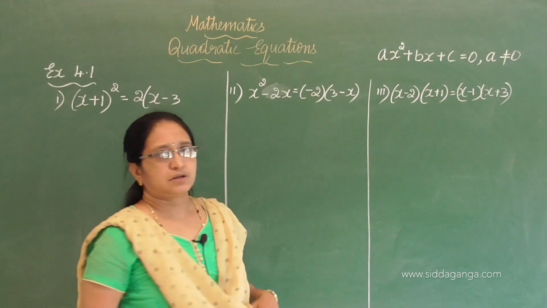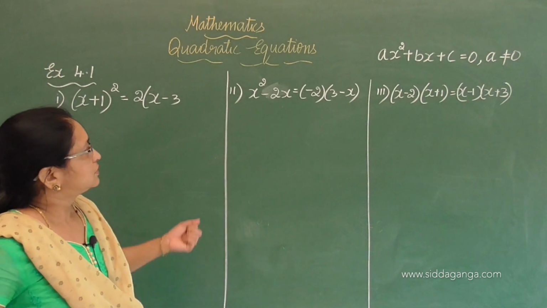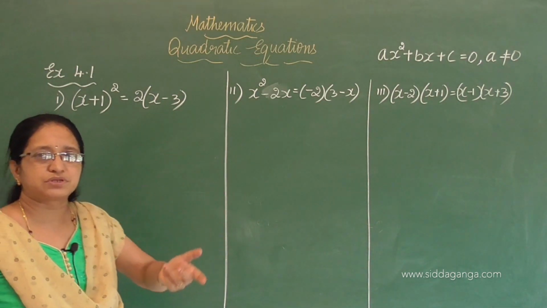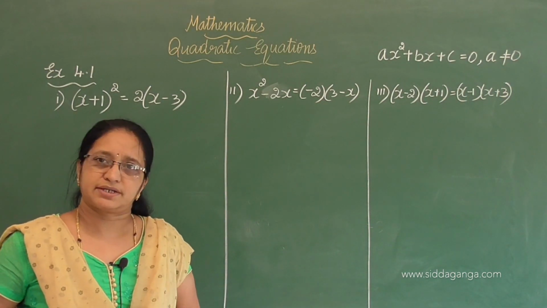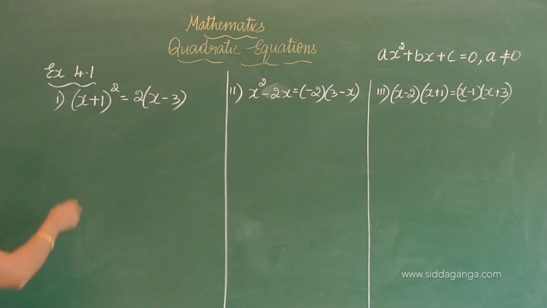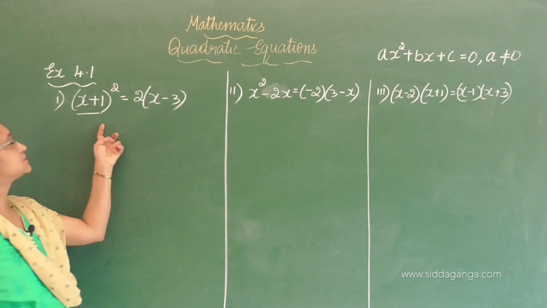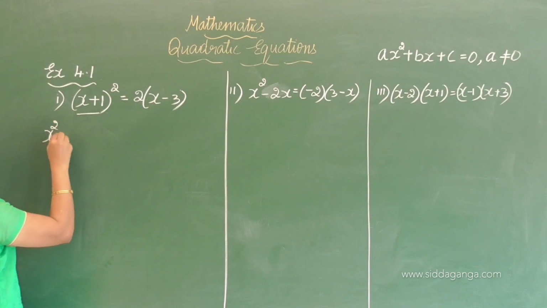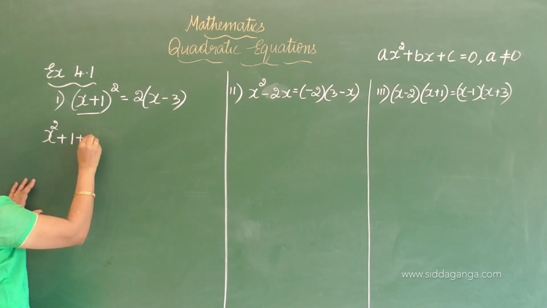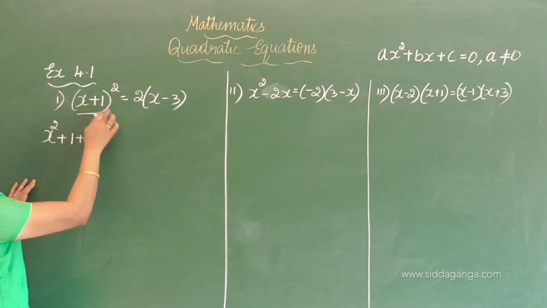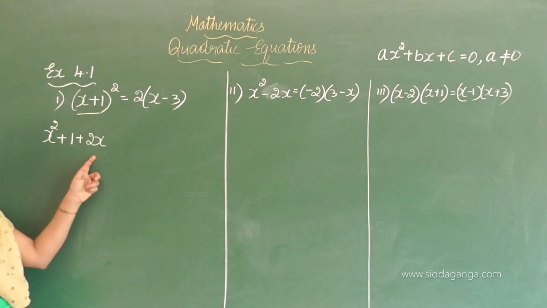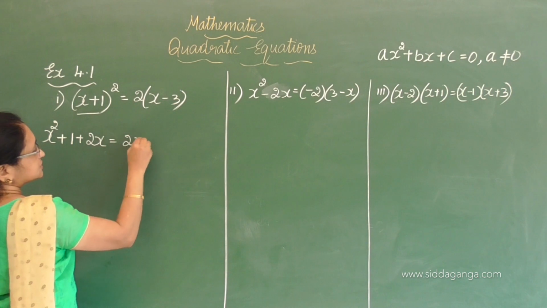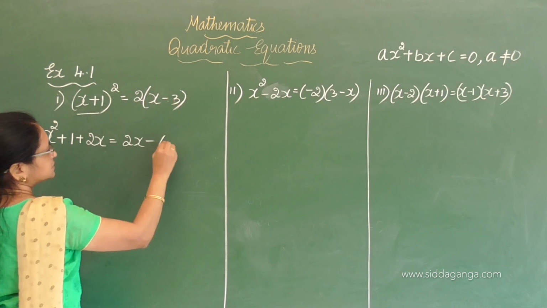Before giving the conclusion, what we have to do, we will try to solve this equation, then we can come to the conclusion and tell whether it is a quadratic equation or not. So first you see this. It is in the form of a plus b whole square. So what you have to do? A square, I will expand this, plus b square plus 2ab. 2ab means 2 into x into 1. Next 2 into x. So I will remove the bracket here. 2 into x is 2x minus 3 2s are 6.